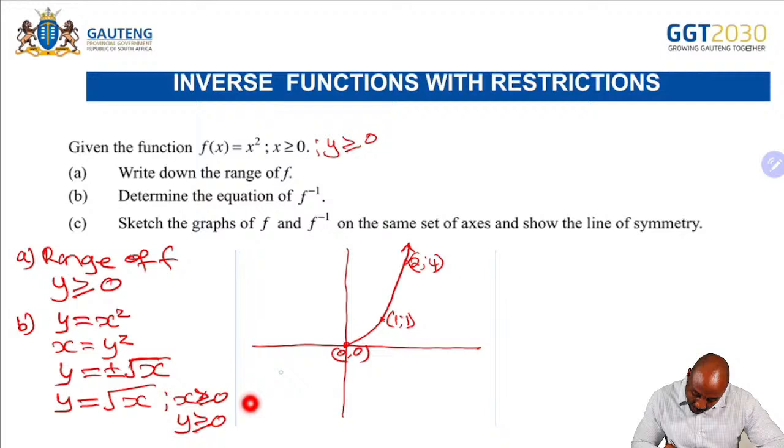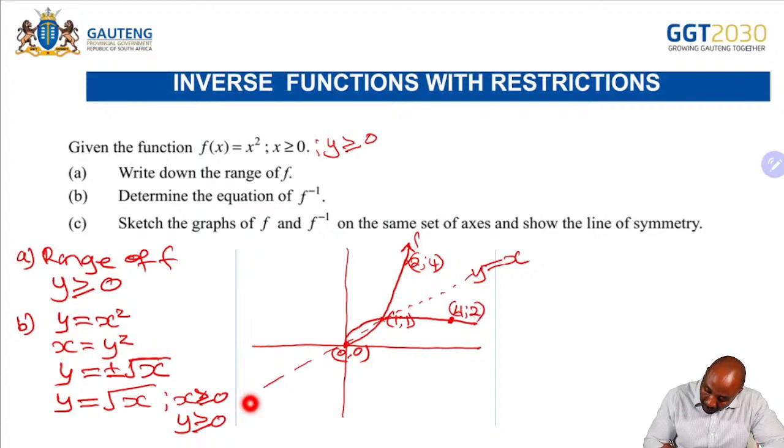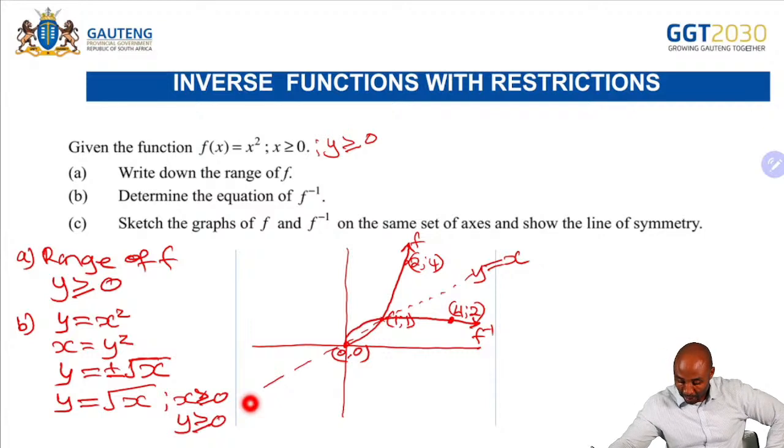I know that I have my equation of axis of symmetry, y is equal to x, my reflection line. And I will interchange x and y. I will have another point here with coordinates 4 and 2. This is my f. This is my f inverse. I've done the sketch of the two functions on the same set of axes and shown the line of symmetry.